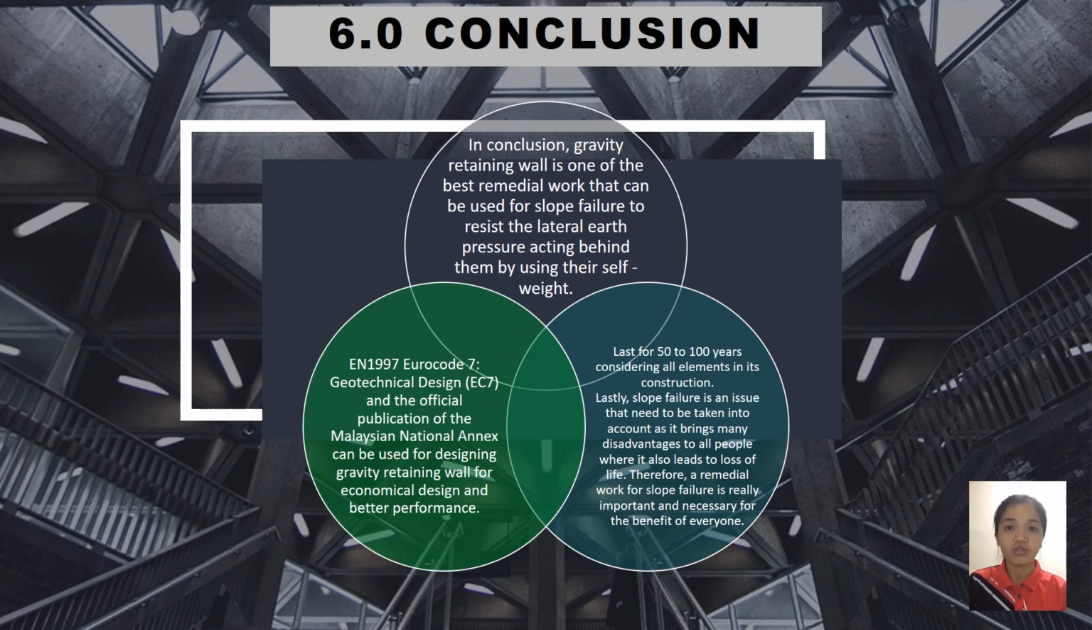Eurocode 7 Geotechnical Design and the official publication of the Malaysian National Annex can be used for designing gravity retaining walls for economical design and better performance. It is said that a gravity retaining wall can last for 50 to 100 years, considering all elements in its construction.